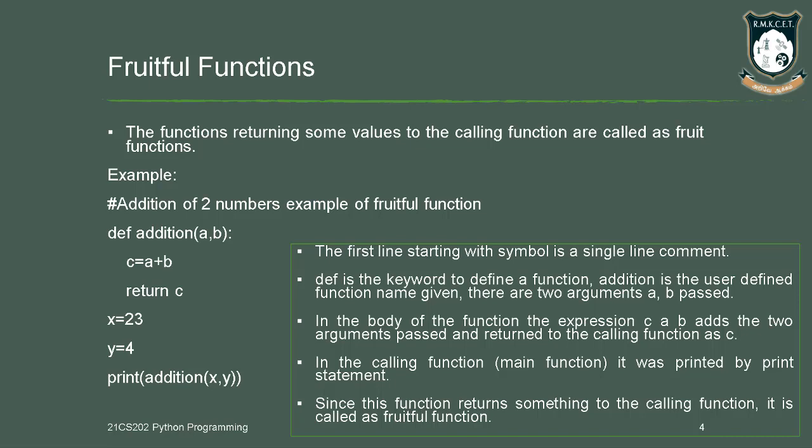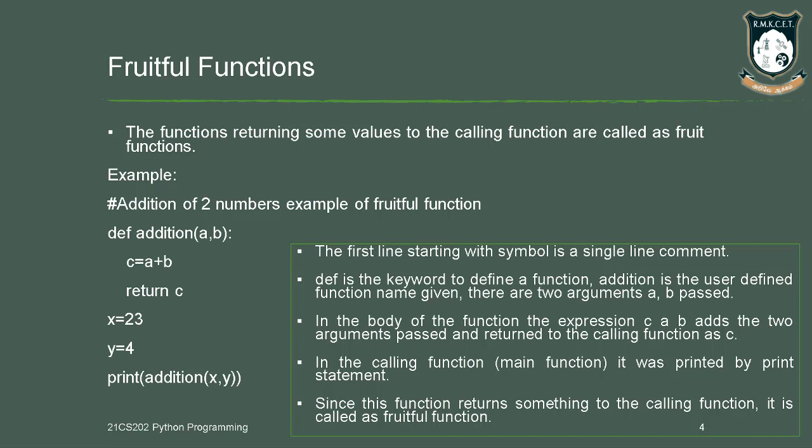I will be explaining the example here. Below the example you can see the first line, which is a single line command. In the second line we are starting the function. To start a function we have to use the keyword def. Here we have given the name addition to the function, and we have used two arguments, a and b. In the next line there is the body of the function, where we have used the expression c is equal to a plus b, that is, the values a and b are added up and passed to the variable c.